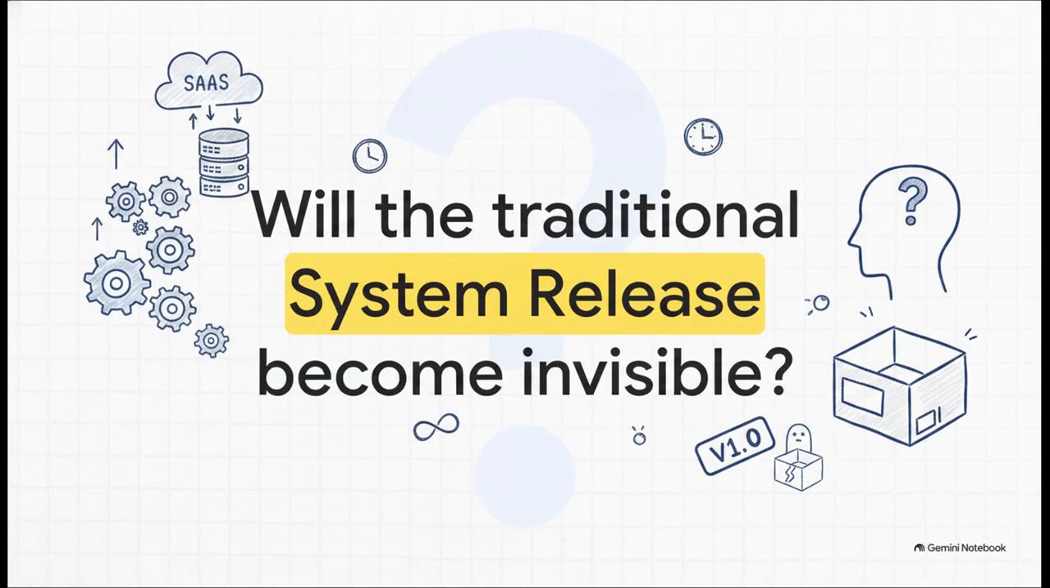As we wrap up this explainer and close out our chapter on configuration management, I want to leave you with a bit of a provocative thought regarding the future of software engineering. If SaaS allows developers to continuously push minor updates directly to remote servers every single day without the user ever lifting a finger, will the traditional, heavily marketed system release eventually disappear altogether? Will users of the future even know what version of a software program they're running?